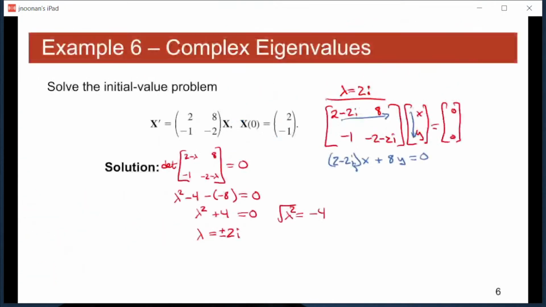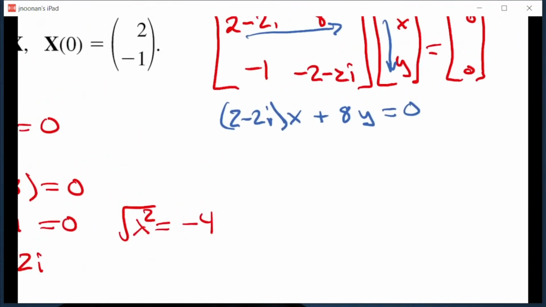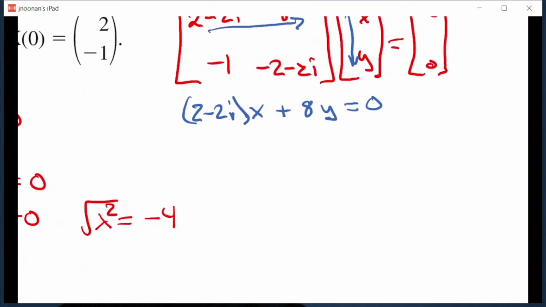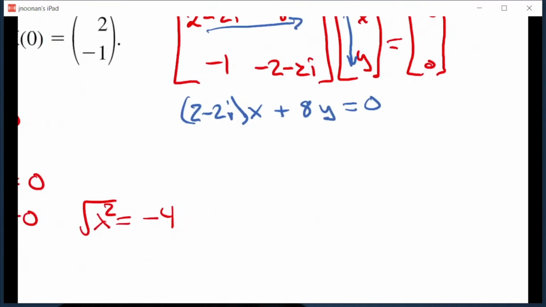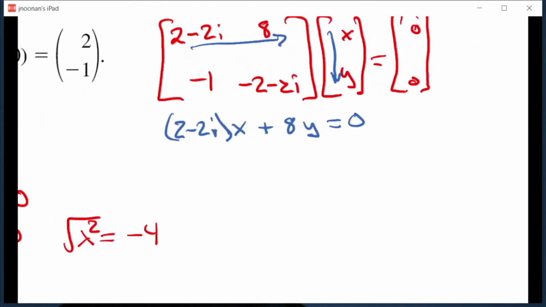Okay, very good. Let me see if I can clean this up. It moved on me and messed up my writing. It's a little better. PowerPoint does not behave well with the iPad. All right, so far so good. We got that one. And then we've got another one. Let's see if we can do the other one. Clayton, what would the other equation be? -x plus -2 minus 2i, and that equals 0 as well.